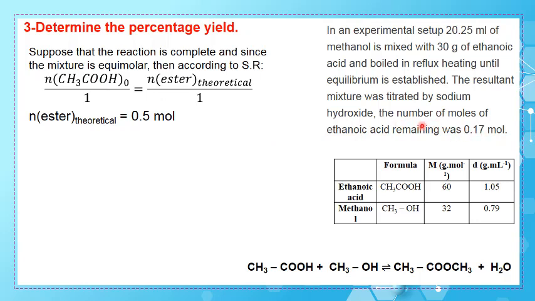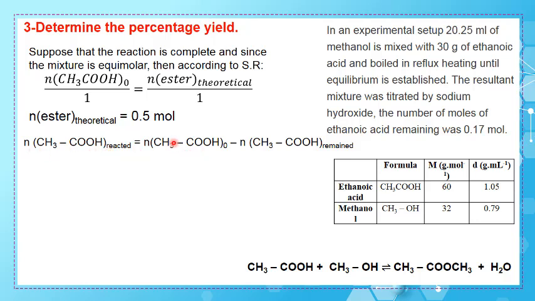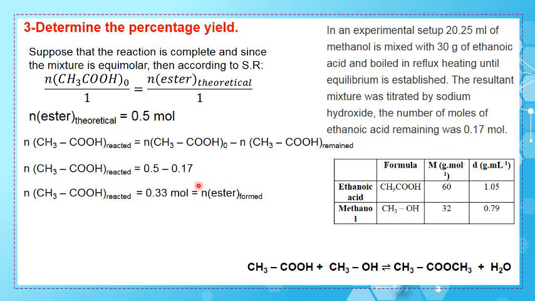So what about the reacted amount of acid? It is here. n reacted simply equals n initial, that is 0.5, minus n remaining. It will be equal to the following, 0.33. Now, you have to pay attention that n reacted of the acid, according to the stoichiometry, is equal to the number of moles of ester formed, and this will be the experimental value of ester formed, because in reality, we found that we have 0.17 mole of acid that remains, and this is the number of moles that reacts.